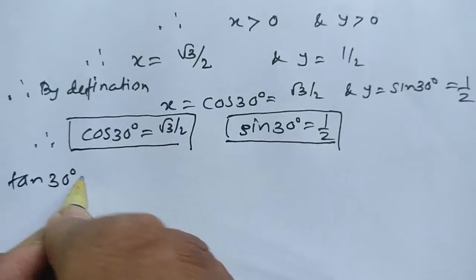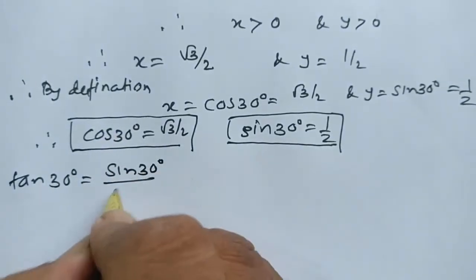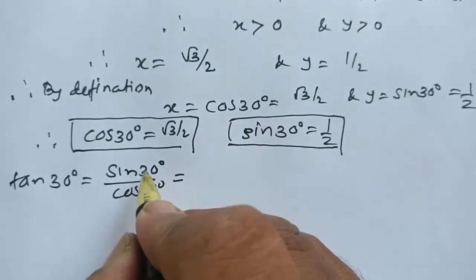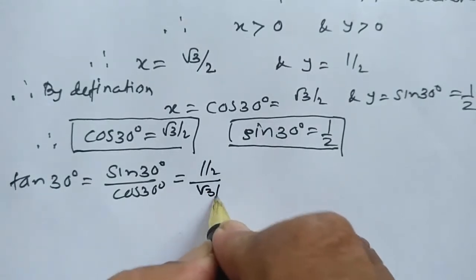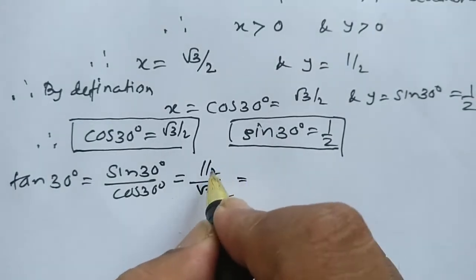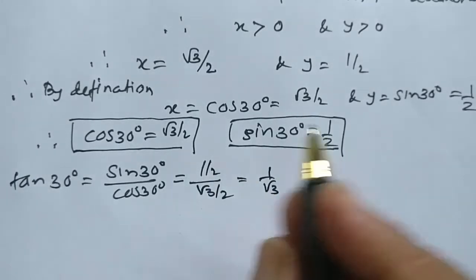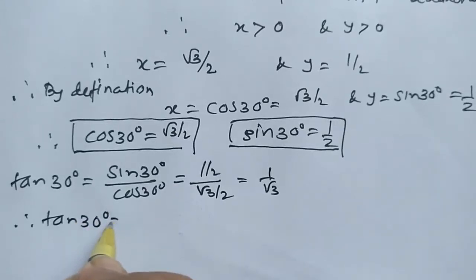Tan of 30 degree is equal to sin of 30 degree upon cos of 30 degree, which is equal to, sin 30 degree is 1 half, cos 30 degree is root 3 by 2. So 1 half, 2 get cancelled, 1 upon root 3. So tan of 30 degree is 1 upon root 3.